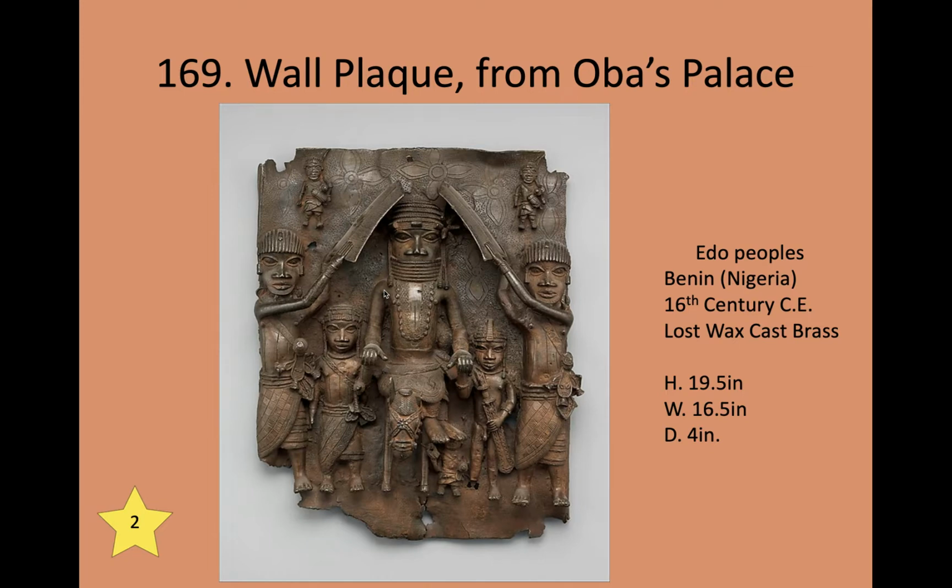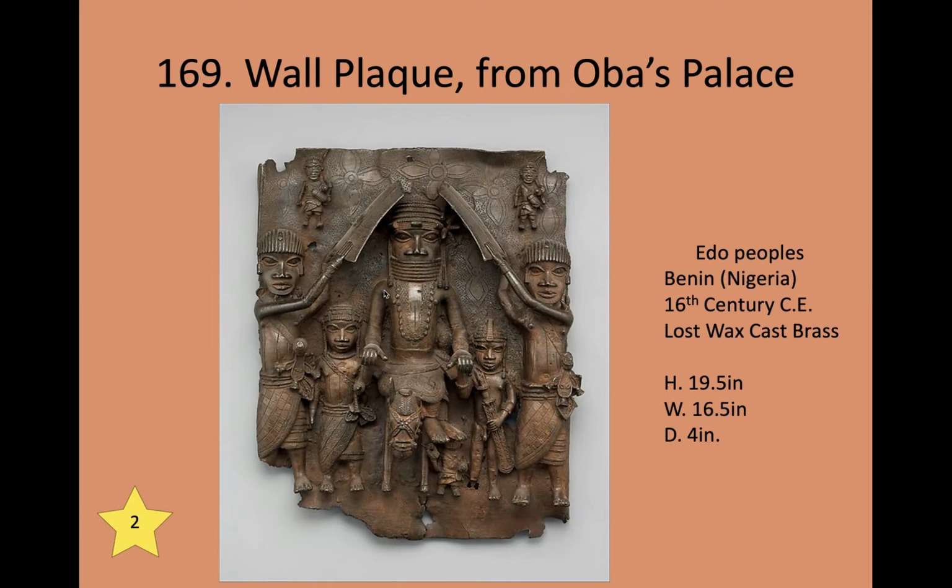So the people that made this were the Edo people, and they lived in what was then called Benin. It's now the country of Nigeria, but it was the country of Benin. And so plaques like this one are frequently referred to as Benin plaques. They are lost wax done in cast brass, and they are incredibly important for many, many reasons when it comes to the study of art history, the study of Africa. These are some of the most important and also most contested objects that exist in African art.